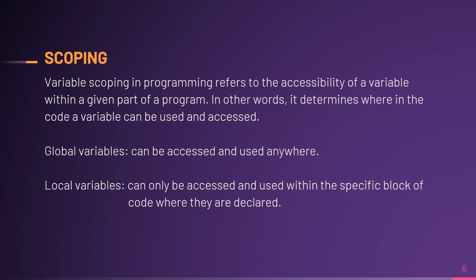Variable scoping in programming refers to the accessibility of a variable within a given part of a program. In other words, it determines where in the code a variable can be used and accessed. There are two main types of variable scoping, global and local.